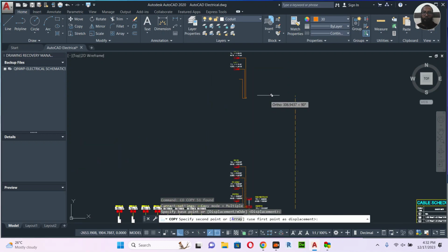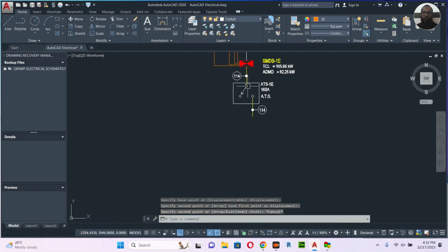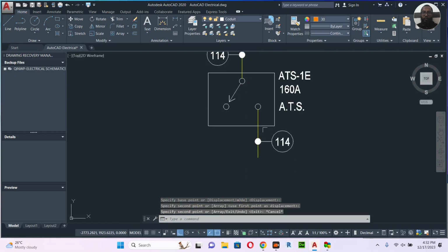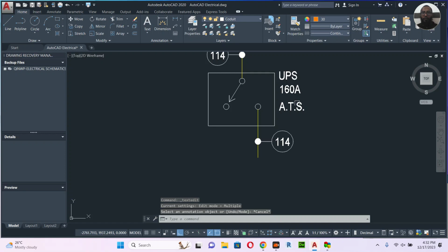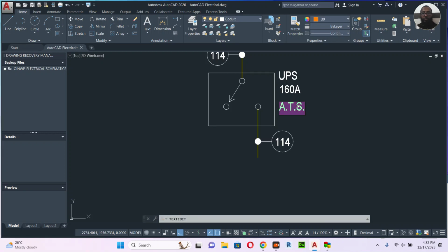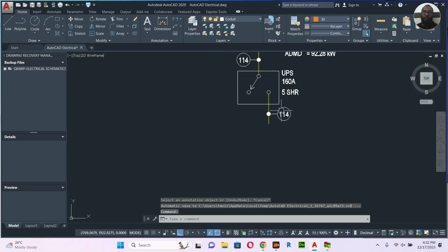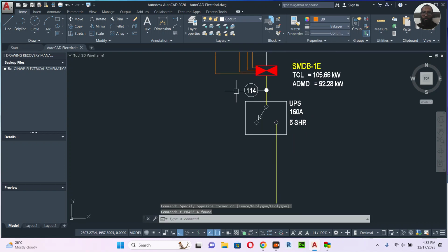Instead of this one, it will be directly connected. Off, on, let it keep it like that, but this one will be UPS. Maybe this one will be 5 hours, 10 hours, it depends how much battery you have. So this one directly goes to the power. Let's delete this cable so as not to be confused.